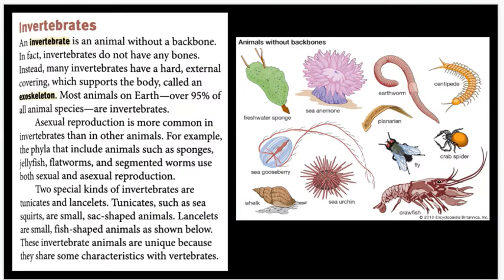Another way that we can classify animals is by determining whether they have a backbone or do not have a backbone. Many creatures do not have a backbone. These creatures are called invertebrates. In fact, most animals on Earth, over 95% of all animal species, are invertebrates. These creatures over here on the right are some examples of invertebrates. You have all kinds of things: insects, spiders, earthworms, sponges, which are very, very simple kinds of animals, sea anemones, and so on.